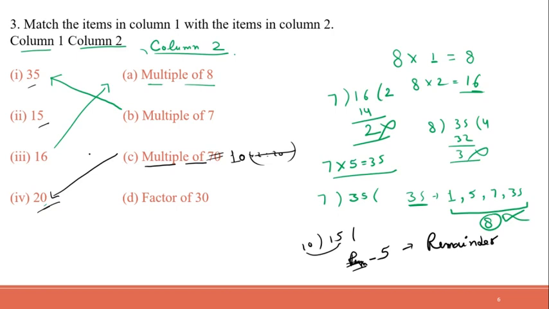Now come to this 15. Factor of 30. Will 15 be a factor of 30? Just check. How will you check? 15 and 30. 15 into 2, 30. No remainder left. That means this 15 is a factor of 30. Simple. I hope you got this.